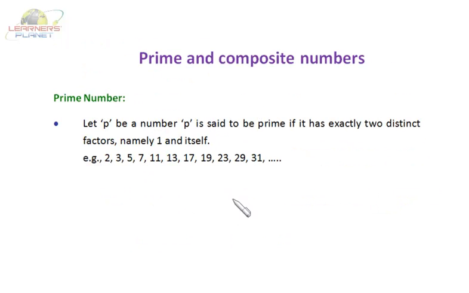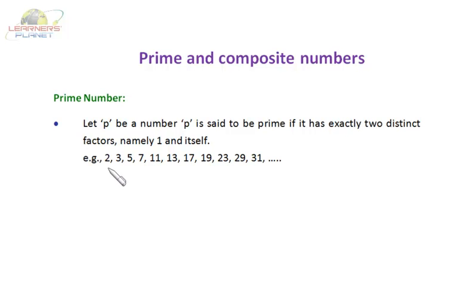Now let's discuss prime and composite numbers. Now what are prime numbers? Suppose I have a number p. Okay, now p is said to be prime if it has exactly two distinct factors, that is number 1 and the number itself. The factors should be distinct, or we can say different from each other.